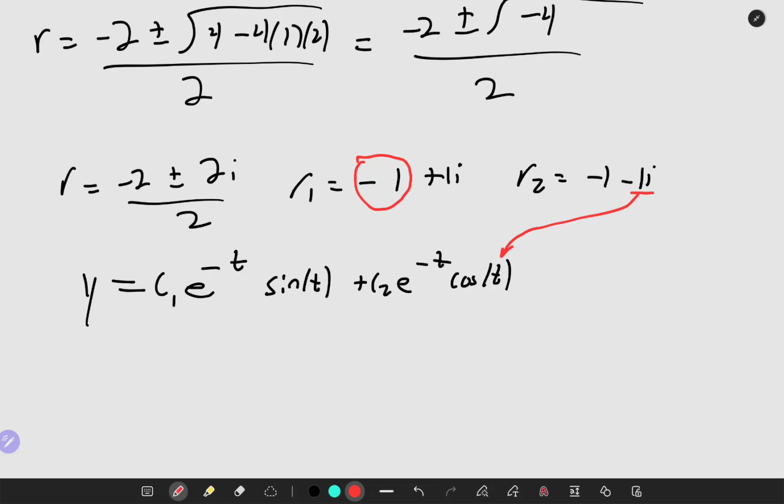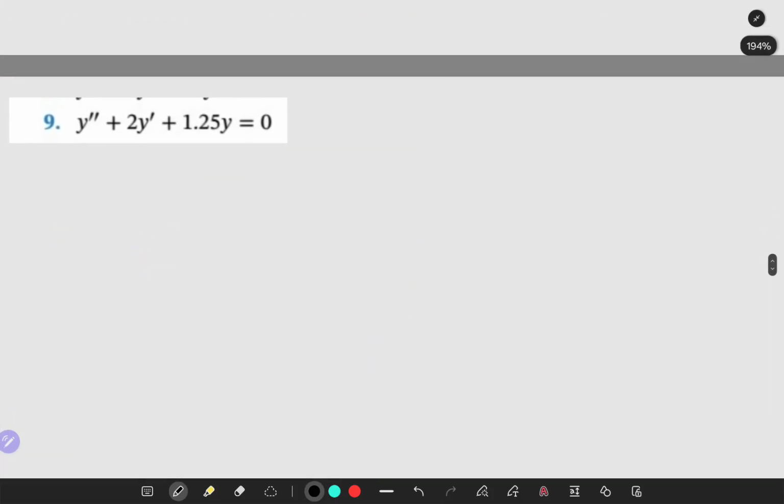So that's why those are just sine of t and cosine of t. And this is our answer for this one. So now for the next one, number 9, try this one on your own. Yes, we have a decimal here. Not so nice. So try this one on your own and see if you can get the answer.